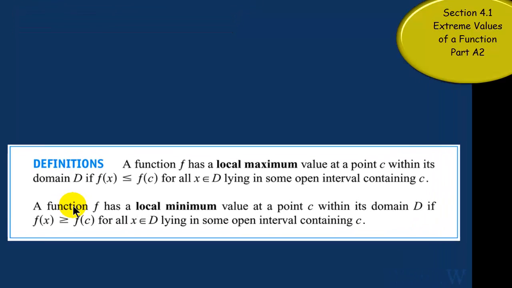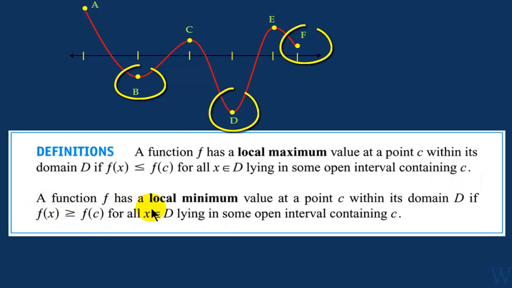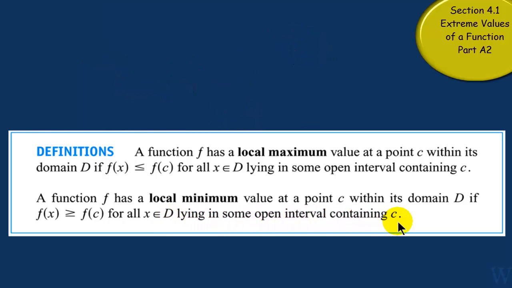Definitions. A function f has a local maximum value at a point c within its domain D if f of x is less than or equal to f of c for all x's in D lying in some open interval containing c. Okay, a function f has a local minimum value at a point c within its domain D if all the y values would be greater than or equal to f of c for all the x's in the domain lying in some open interval containing c.